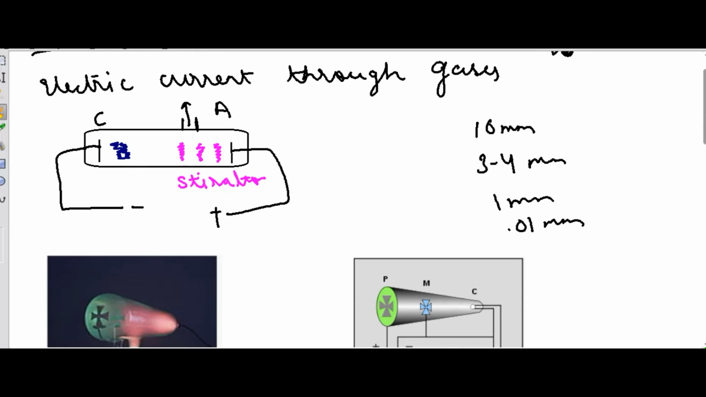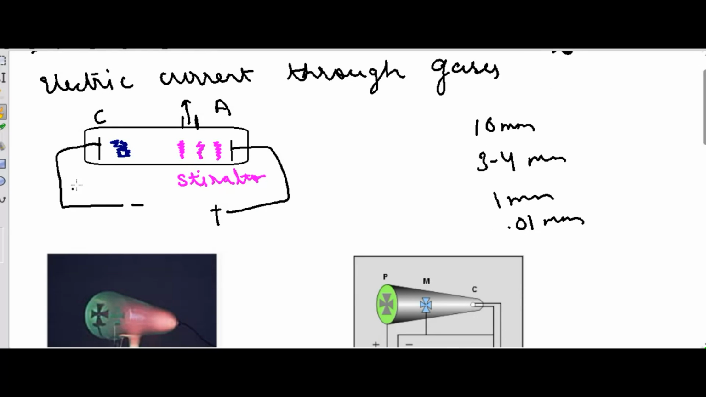First property is cathode rays are emitted normally to the cathode, or the electrons are released normally to the cathode. So if I have a spherical shape, the cathode rays will be emitted somewhat like this, normally to the sphere.